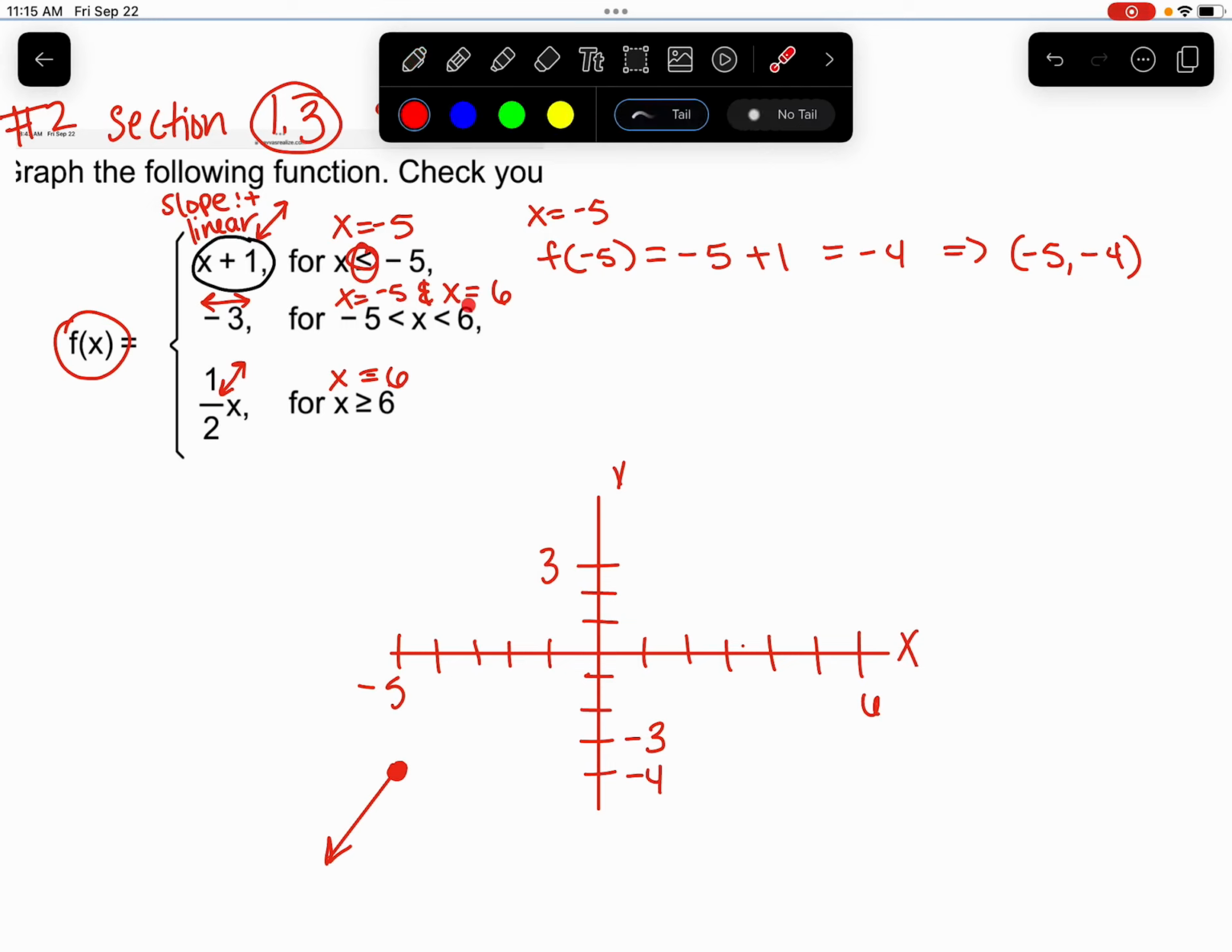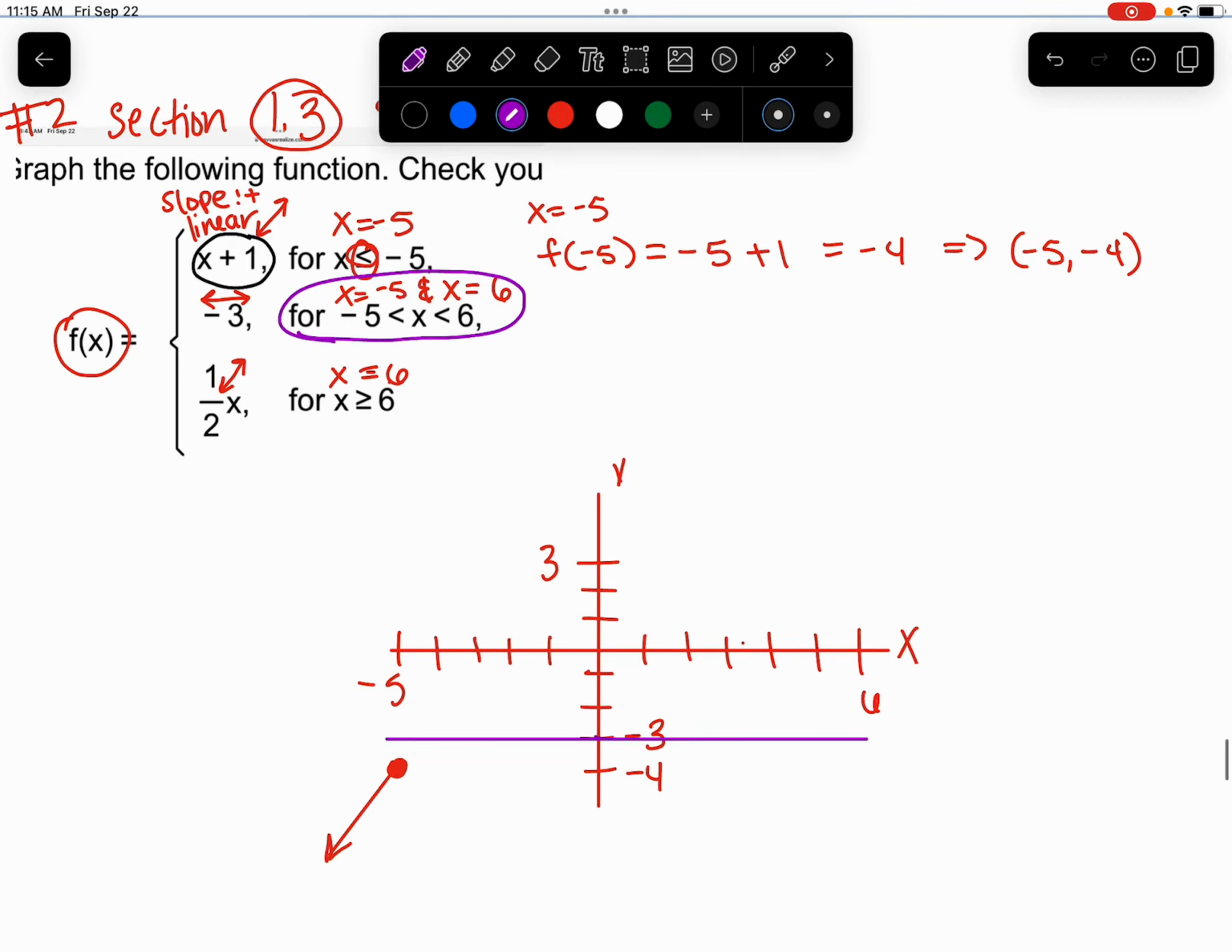Next, we're going to do the next one. Here the equation is constant, so I don't have to do anything to it. It's constant, so at negative 3, I'm going to use this color. At negative 3, which is right here, it's going to be a line from negative 5 to 6. Okay? X equals negative 5 to x equals 6. And since these don't have lines underneath them, we're going to create an open circle.